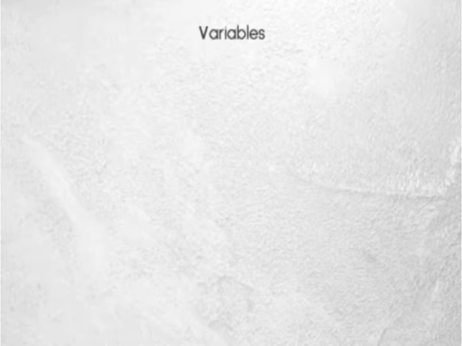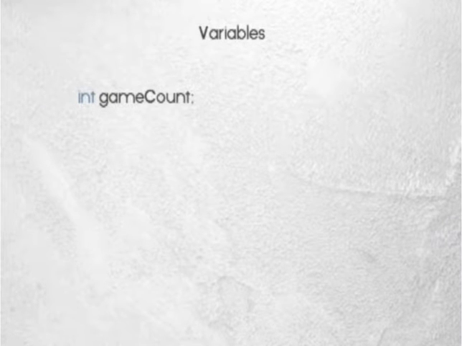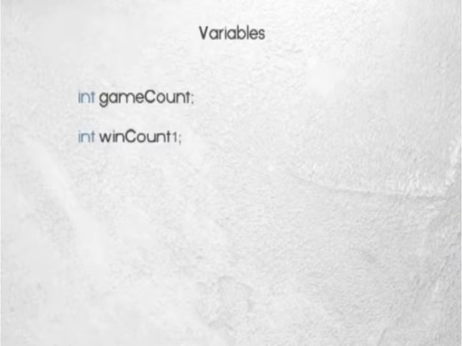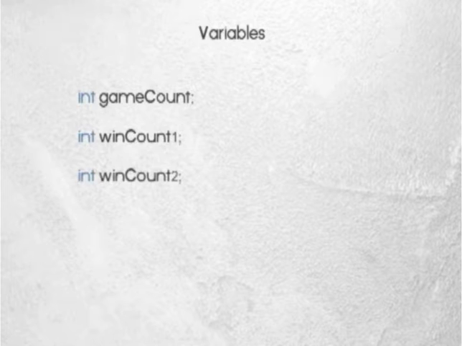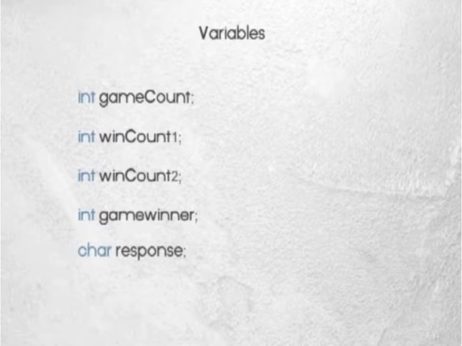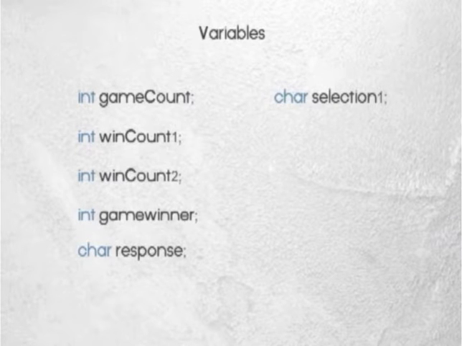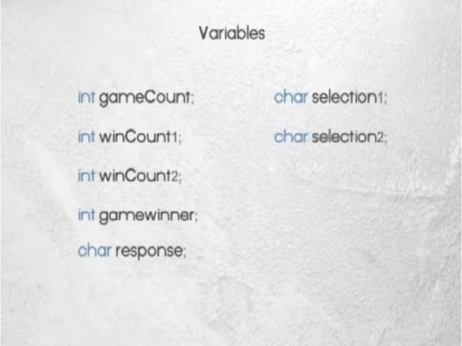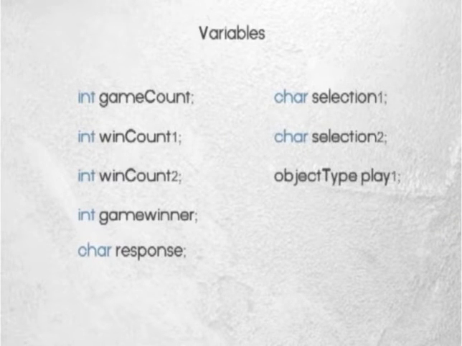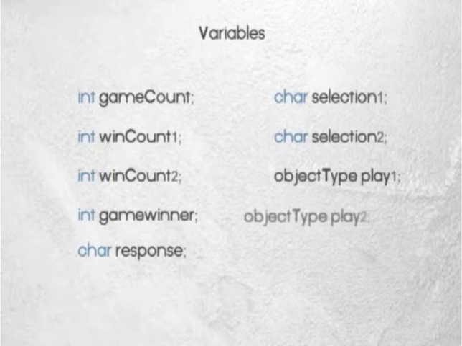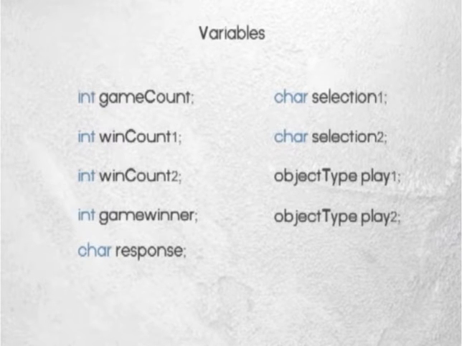The program will use the following variables. The variable game count stores the number of games played. Win count 1 stores the total number of times player 1 won the game, and win count 2 stores the total number of times player 2 won the game. Game winner stores the winner of the current game. Response stores the player's response when asked if they want to play the game. Selection 1 stores the selection R, P, or S made by player 1, and selection 2 stores the selection made by player 2. Play 1 stores the corresponding object, rock, paper, or scissors, selected by player 1. Play 2 stores the object selected by player 2.